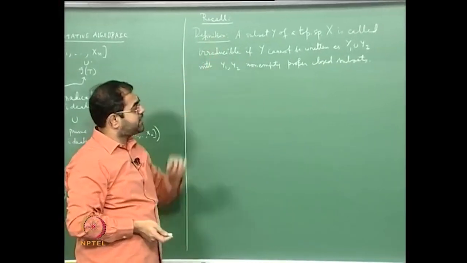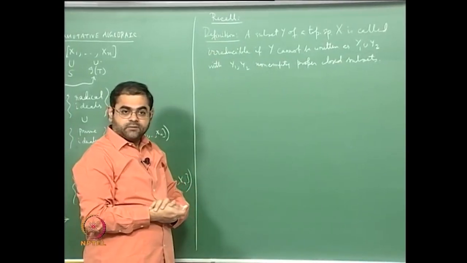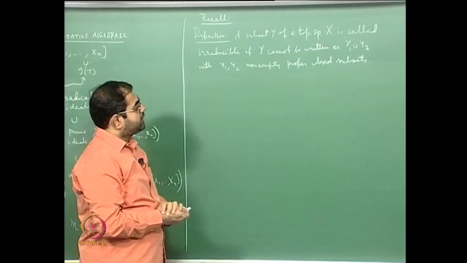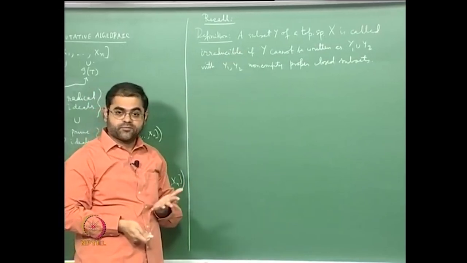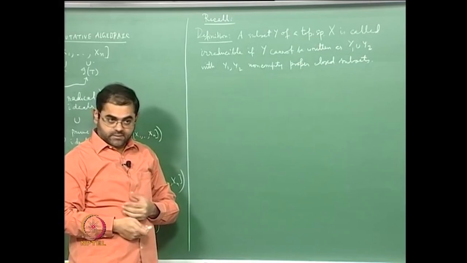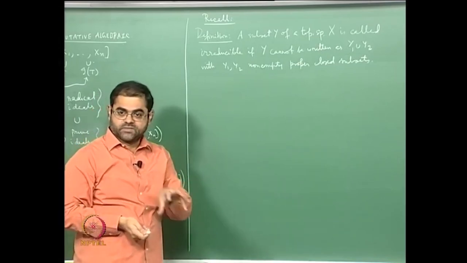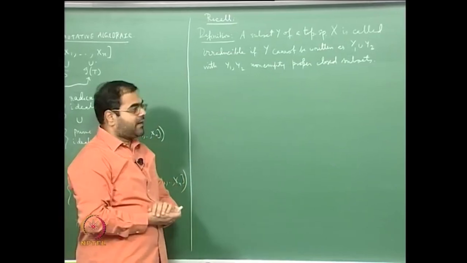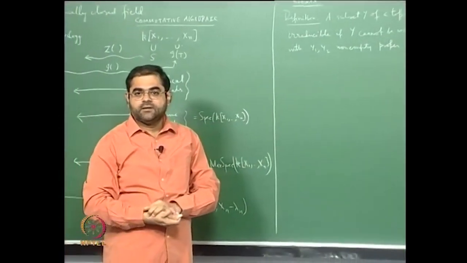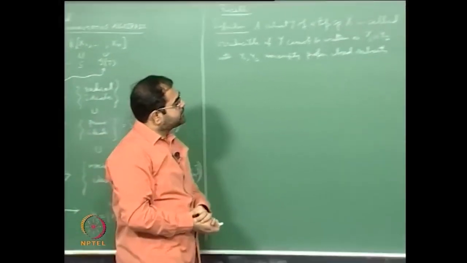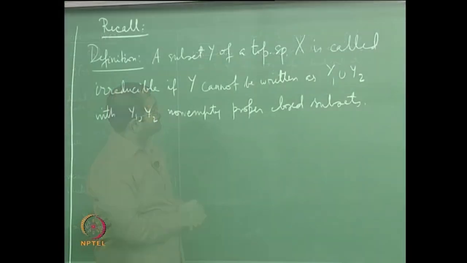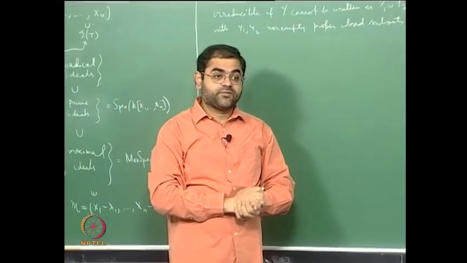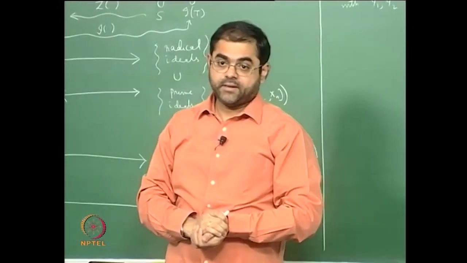I told you that irreducibility has lots of nice properties. One thing is that if a subset is irreducible, then its closure is also irreducible. So its irreducibility is not going to be affected if you add the boundary, which is what you do when you take the closure of a set. And this is also true for connectedness. If a set is connected, then its closure is also connected. But the more important thing about an irreducible space is that every non-empty open subset is dense and is itself irreducible. That is another very important property.